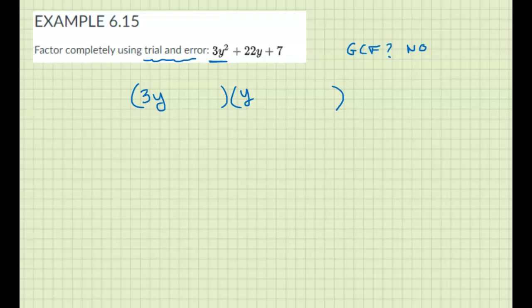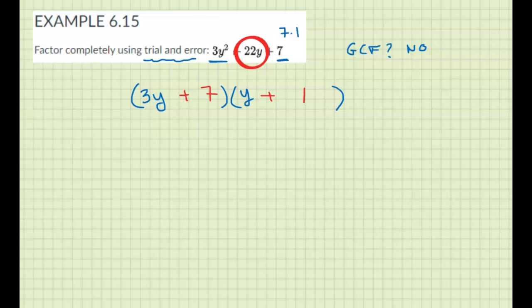Now you ignore the middle, you look at the 7, and you go, well, 7 is 7 times 1. Okay, there's only one way to split it. So now you're going to place in parentheses, you go plus 7 plus 1, but this might not be the right location. So you got to multiply it out to see if this gives you the correct middle.